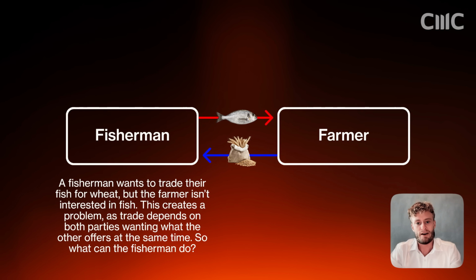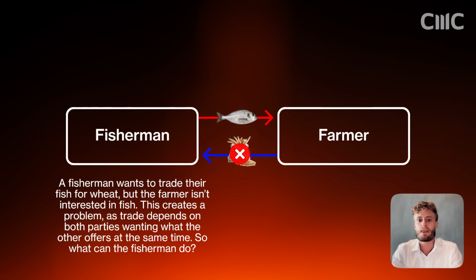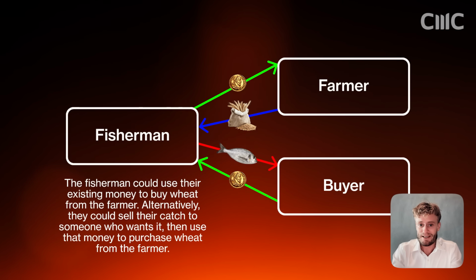Now imagine I'm a fisherman and all I have is fish, and I want to trade my fish for your wheat. The problem is that I only have fish to offer. So if you, the wheat farmer, don't want my fish, then I'm kind of stuck. And this is where money steps in as the common ground, as the medium of exchange, something we both can agree has value. And so instead of being forced into a direct swap, I can sell my fish for your money and then use that money to buy something else.